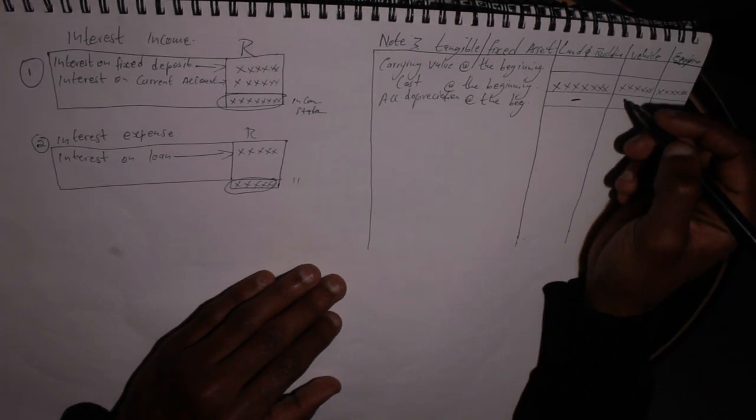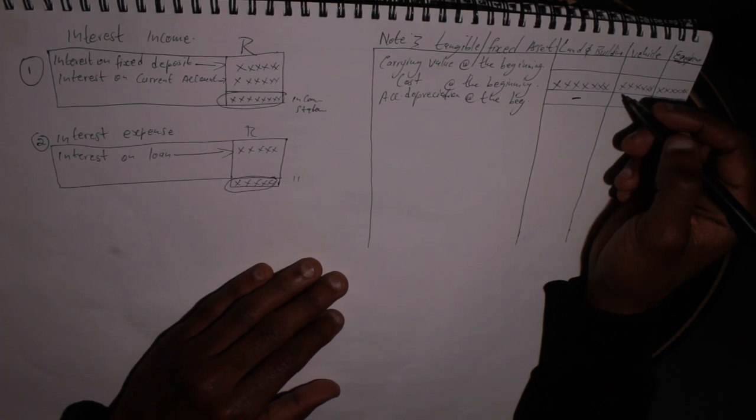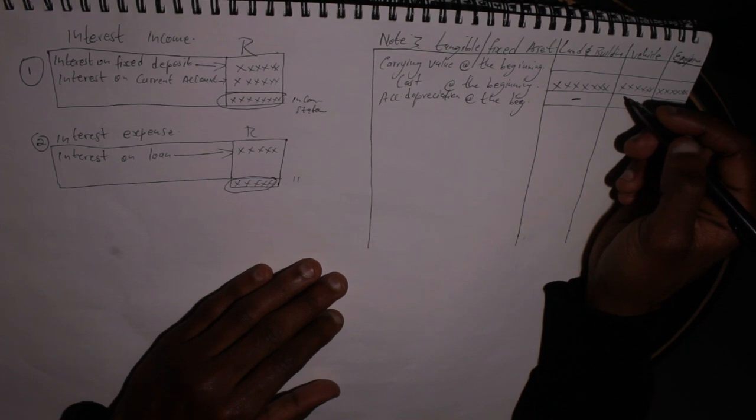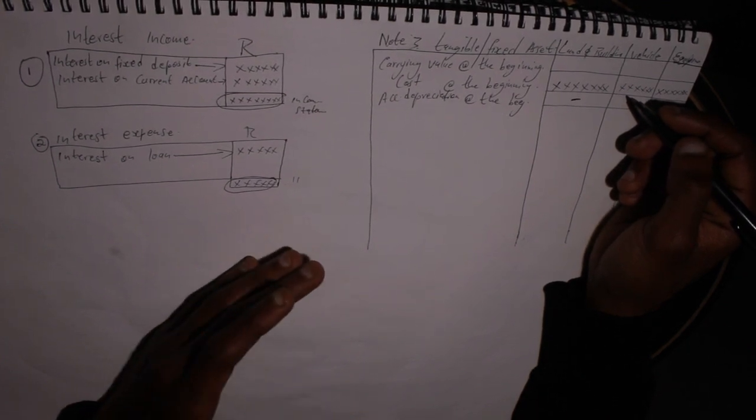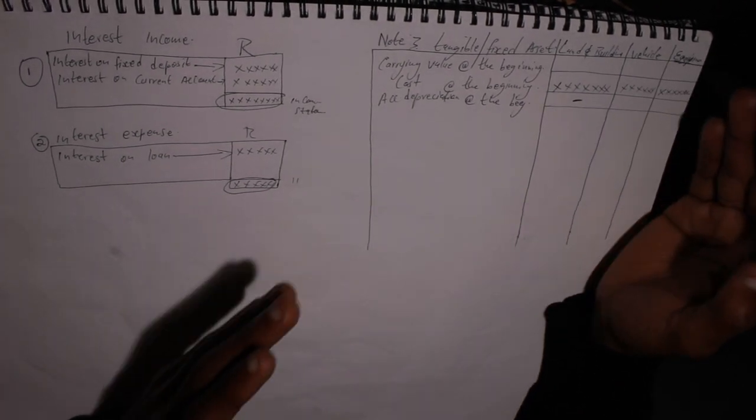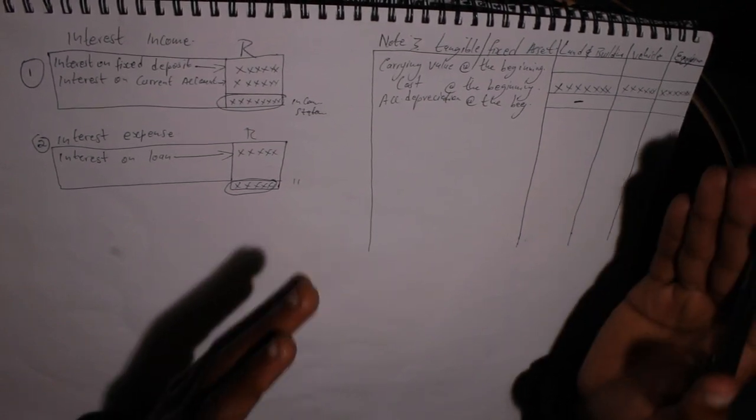However, a vehicle, for example, if you buy a car today for 100,000, by the end of the financial year it won't be worth the same amount of 100,000. Probably it will be less than that. That's what we call depreciation. It has depreciated. So let's just say throughout the years, the vehicle has been depreciating.